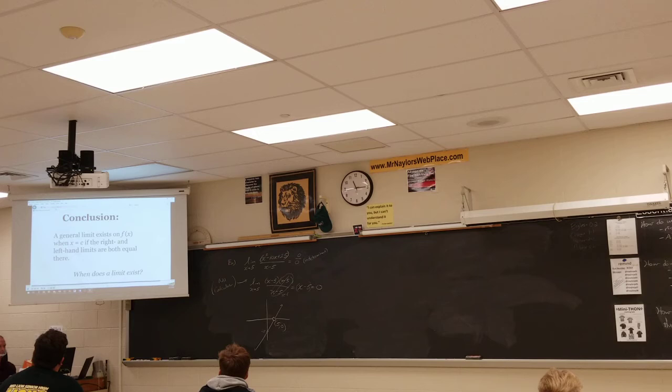In conclusion, a limit exists on a graph if you arrive at the same height coming from both the right and the left side of the given x value.